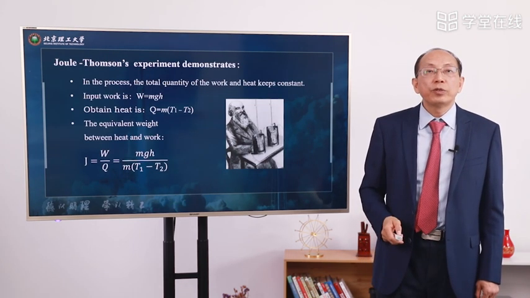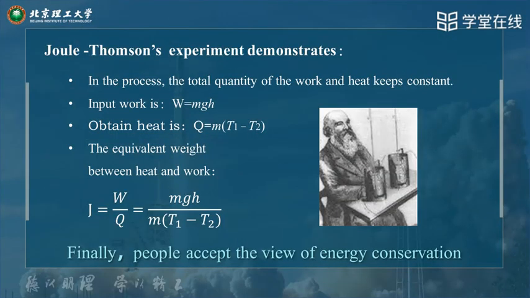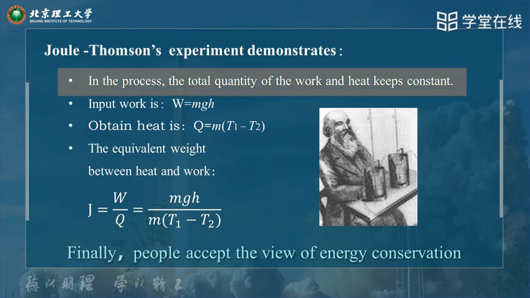We can do some explanation about the George Thomson experiment. In the process, the total quantity of work and heat keeps constant. After the experiment, George and Thomson found that in the process, the total quantity of the work and heat always keeps constant.